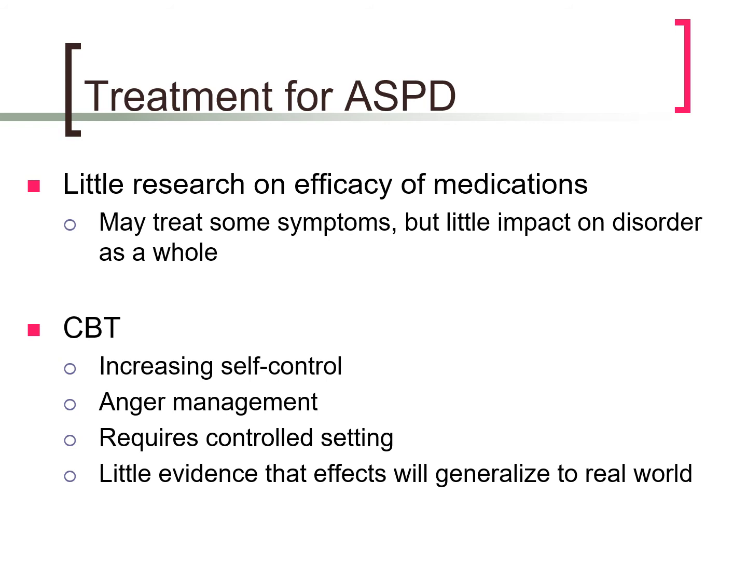CBT is the treatment that's most often applied. It involves teaching the person to try to increase their self-control so that they're less likely to act impulsively, and anger management to try to control their aggressive behaviors.